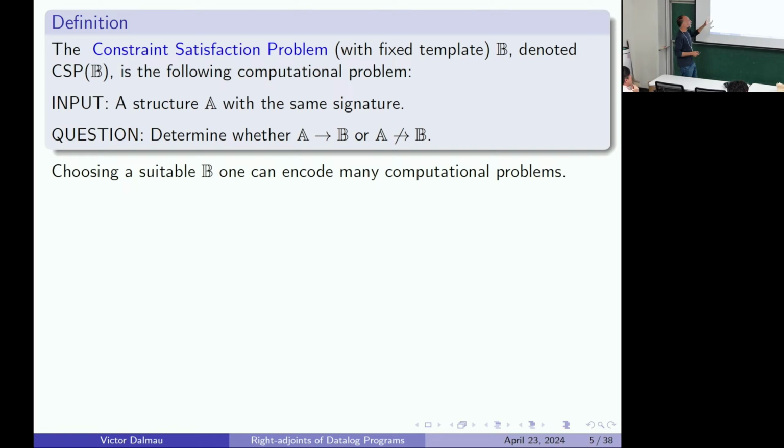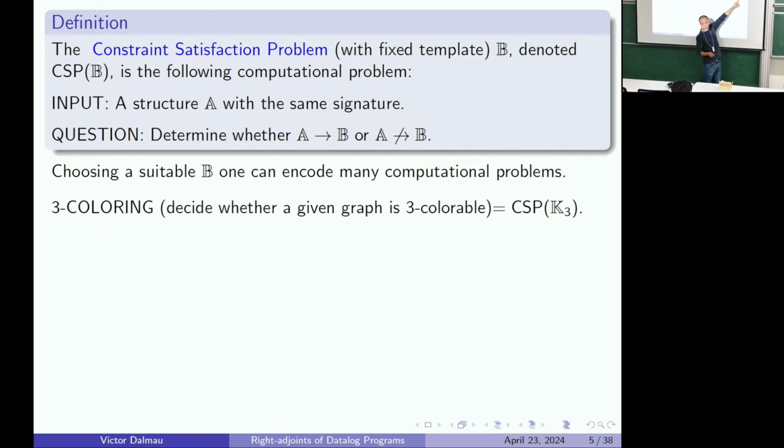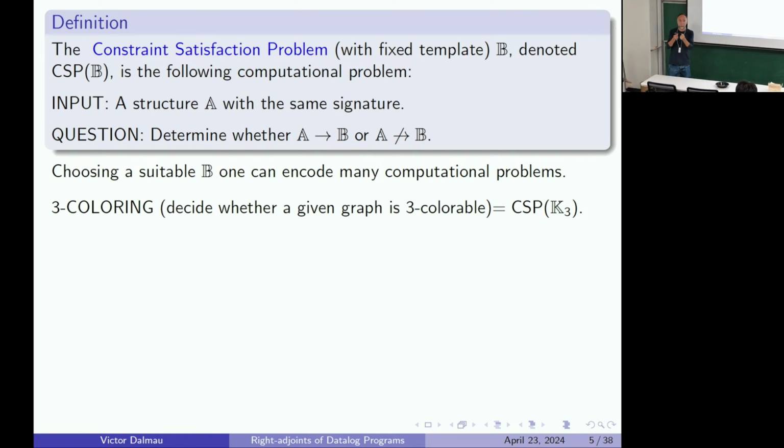The idea here is very expressive, because if you fix your structure, then you can model some computational problems. I'll give you some examples. For instance, deciding if your graph is tricolorable corresponds precisely to CSP where the target is K3. You are given a graph and you want to know whether it's homomorphic to K3. That's the same thing as asking whether the graph is tricolorable.